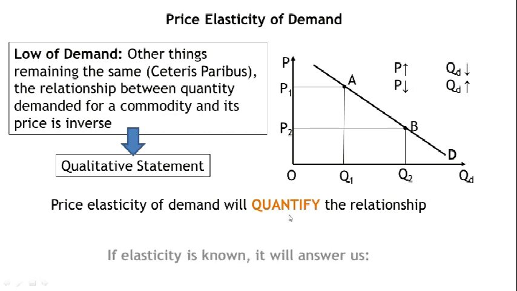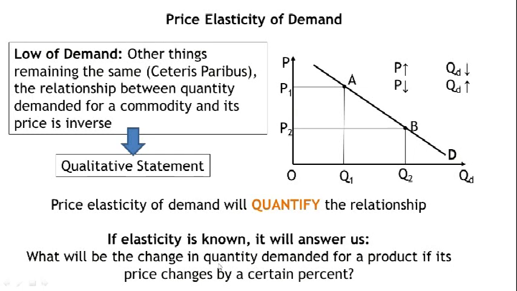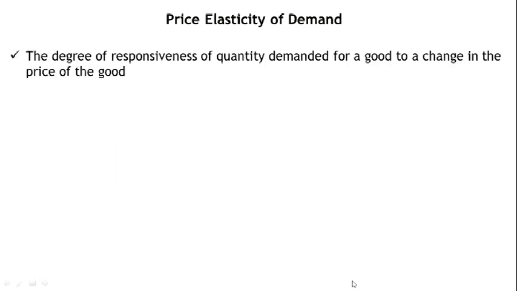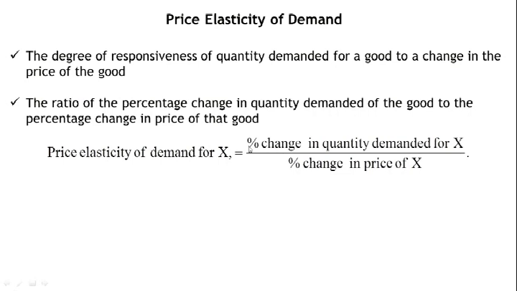That is, given the price elasticity of demand, we shall be able to answer what will be the change in quantity demanded for a product if its price changes by a certain percent. Let us now see how we can define and measure price elasticity of demand. The degree of responsiveness of quantity demanded for a product to a change in the price of that product is called price elasticity of demand. It is defined as the ratio of the percentage change in quantity demanded for the product to the percentage change in price of that product that brings about the change in quantity demanded for that product.